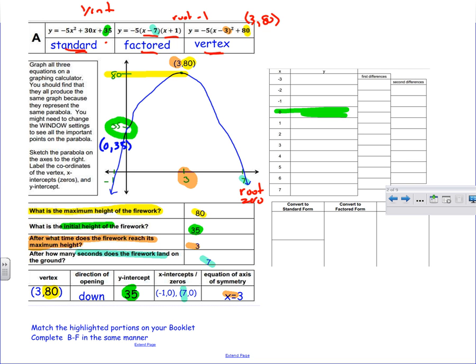So if I looked in the table and filled this out with, let's say, the vertex form, y equals -5 times x minus 3 squared plus 80, and I filled in x as 0, then I would have -5 times -3 squared, add 80, and that turns out to be 35. So in other words, when you are looking at an x value of 0, you're going to get the y-intercept, which matches with the last part of the standard form.